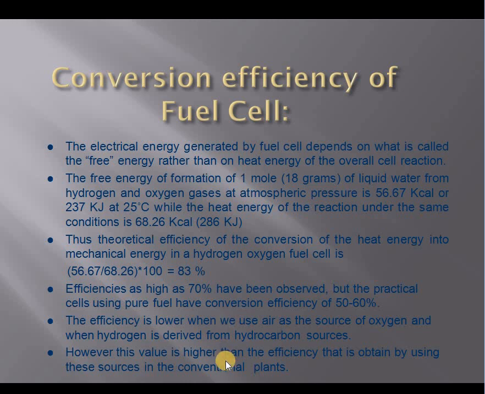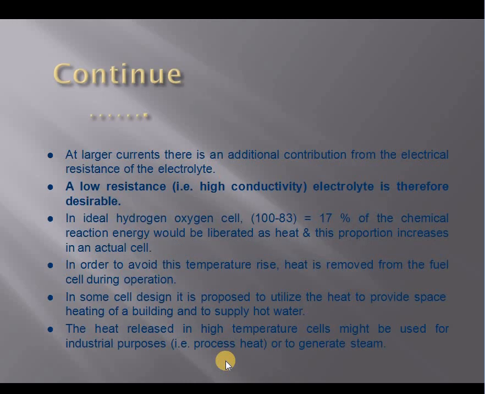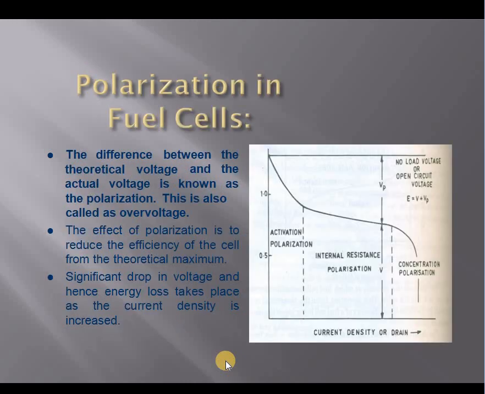The efficiency is lower when you use air as a source of oxygen and hydrogen is derived from hydrocarbons, whereas higher efficiency is obtained when using these sources in conventional plants. Okay, a low resistance, that is high conductivity electrolyte, is therefore desirable, and in an ideal hydrogen oxygen cell, 17% of the chemical energy is not utilized.